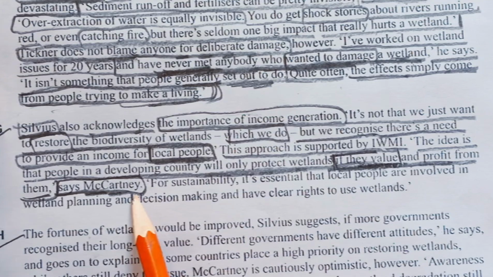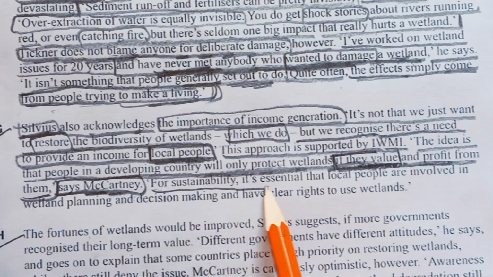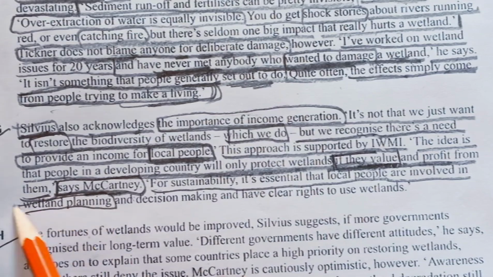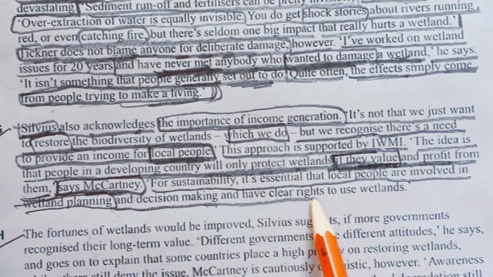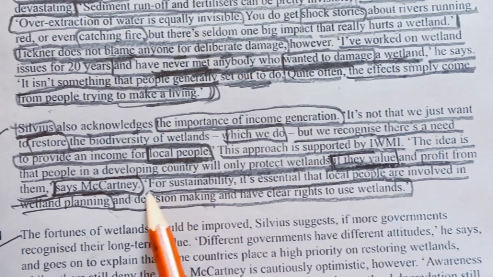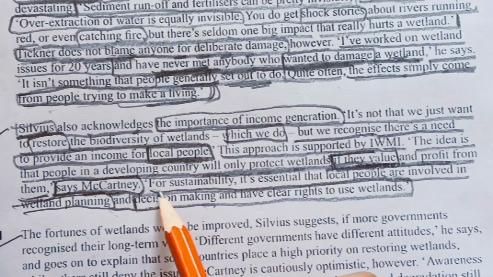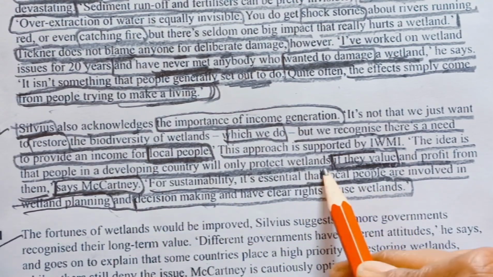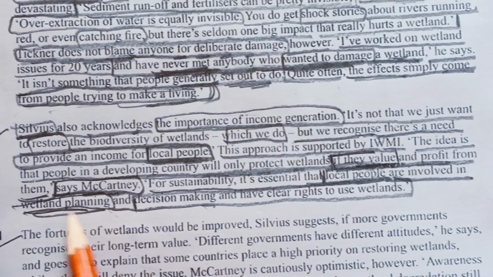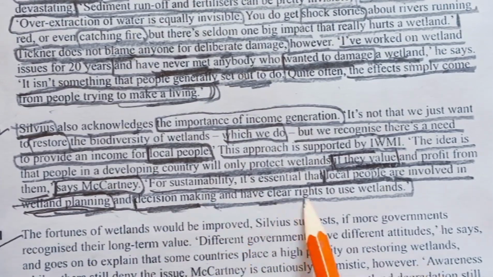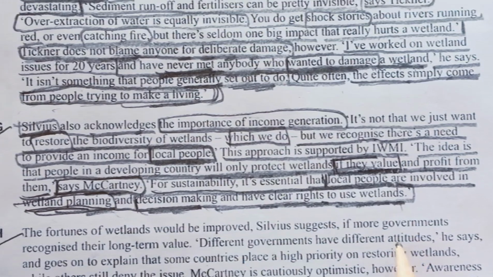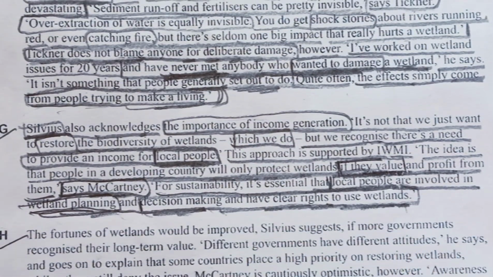For sustainability it is essential that local people are involved in wetland planning and decision making and have clear rights to use wetlands. So McCartney is also saying that local people should be involved in wetland planning and decision making and have clear rights to use wetlands. So McCartney is saying two things. What is McCartney saying?